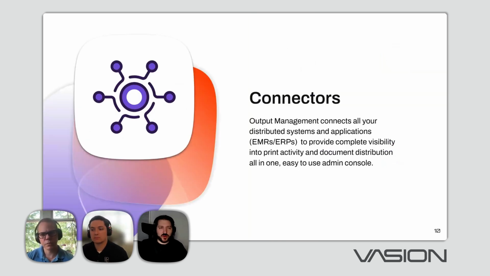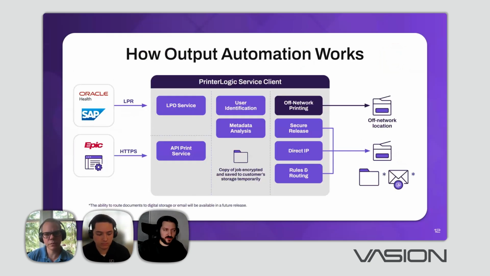So the core part of the output automation platform are its connectors. And there are two of those right now, the LPD service and the API print service. And this is the part of the output feature set that allows us to ingest files from the different EMRs that exist out there in your environment.